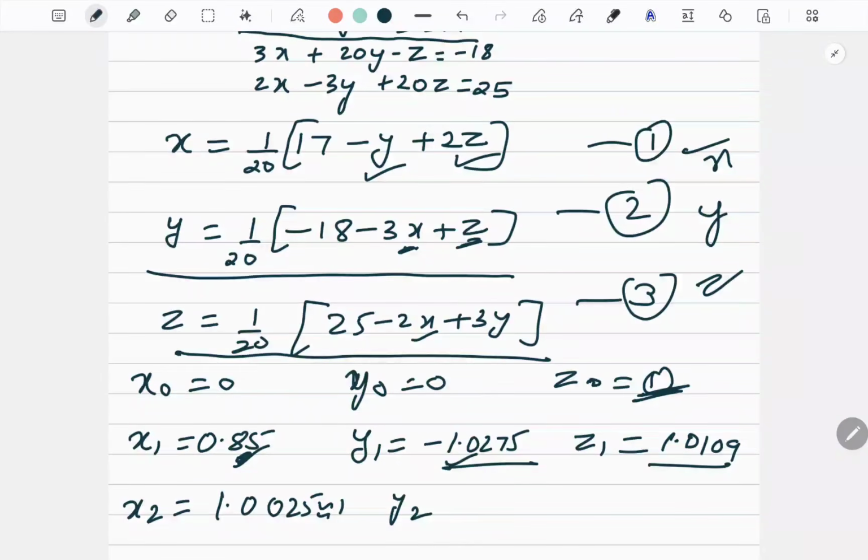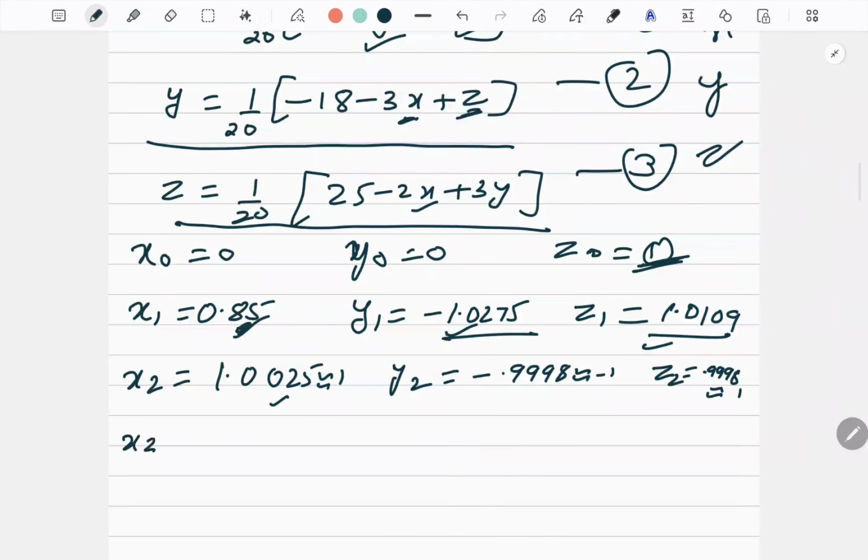Same way for y, go to the second equation and substitute the latest values, that is this x value and this z value. So the y2 value will be minus 0.9998. The moment you get minus 0.9998, it is approximately equal to minus 1. Same way z2 = 0.9998, which will be approximately equal to 1.